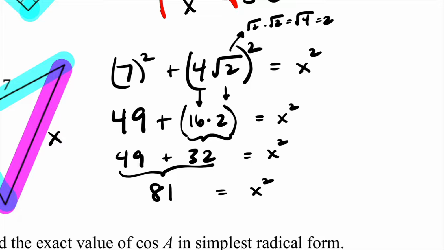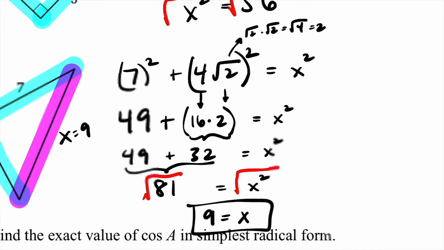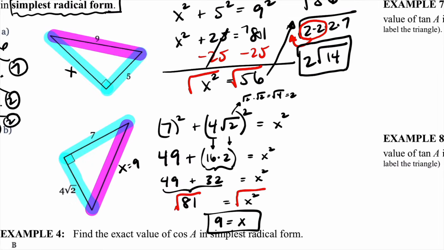Square root. What's the square root of 81? 9. Nice clean number, 9. Done. Because 9 times 9 makes 81. That's a pair.